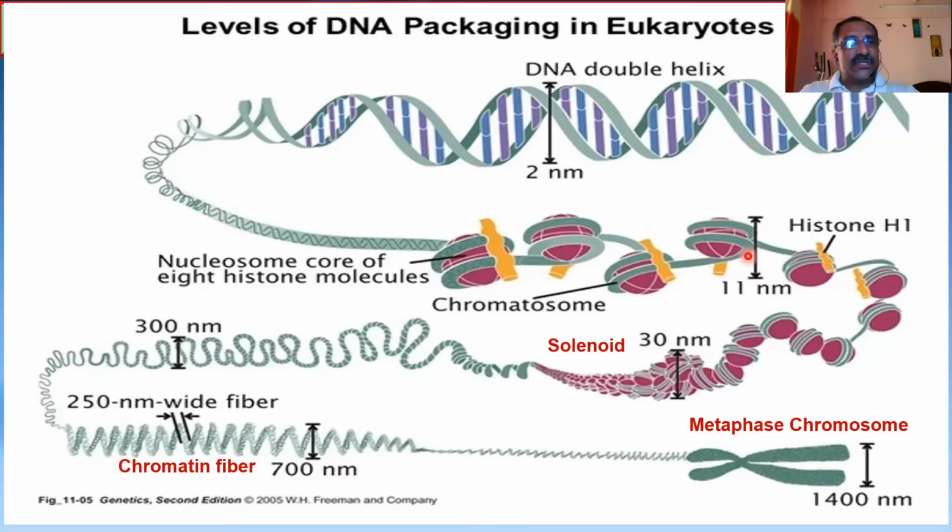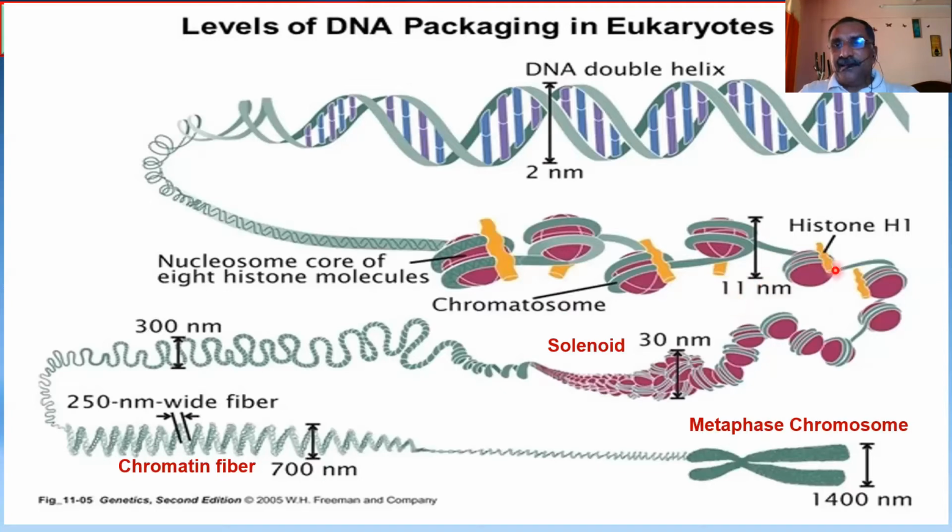When a nucleosome is formed, its width is increased. Look at the width over here. Here the width is just 2 nanometer. But when you come over here, because of this particular coiling, this particular formation, you see its width is increased to 11 nanometer. The width is increased to 11 nanometer.